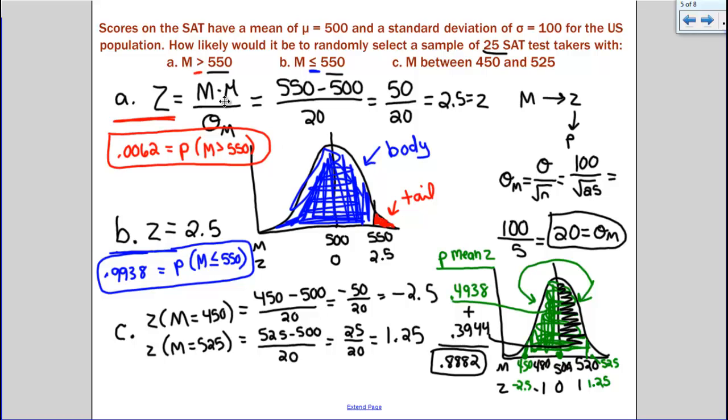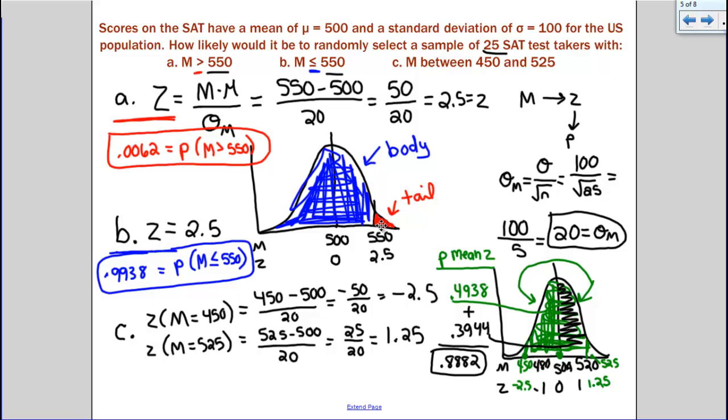So you can look at this and turn these into percentages. I like to explain things in terms of percentages. It makes it a little easier. So you have this times 100, a 0.62% chance of randomly getting a mean that's greater than 550 in this sample of SAT test takers. You have a 99.38% chance of randomly selecting a sample of 25 SAT test takers with a mean less than or equal to 550.